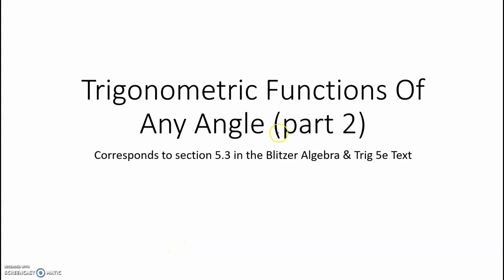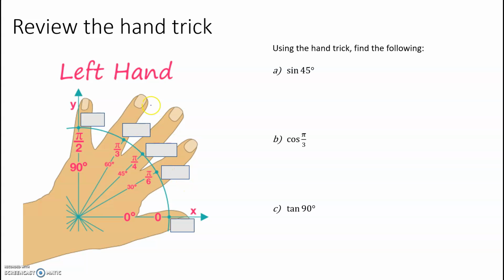All right, today should be a short lesson. We're going to combine what we learned the past couple of lessons. So we're going to combine reference angles and using our little hand trick or our unit circle, preferably the hand trick though, because you'll get done a lot faster. So let's review the hand trick.